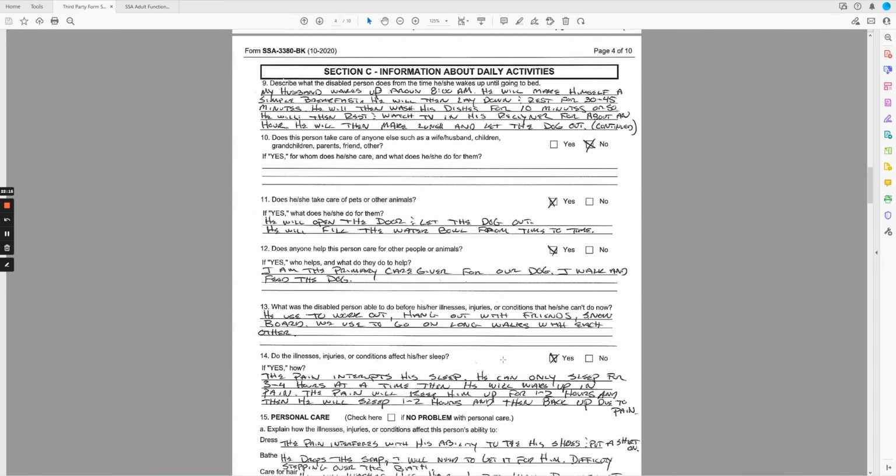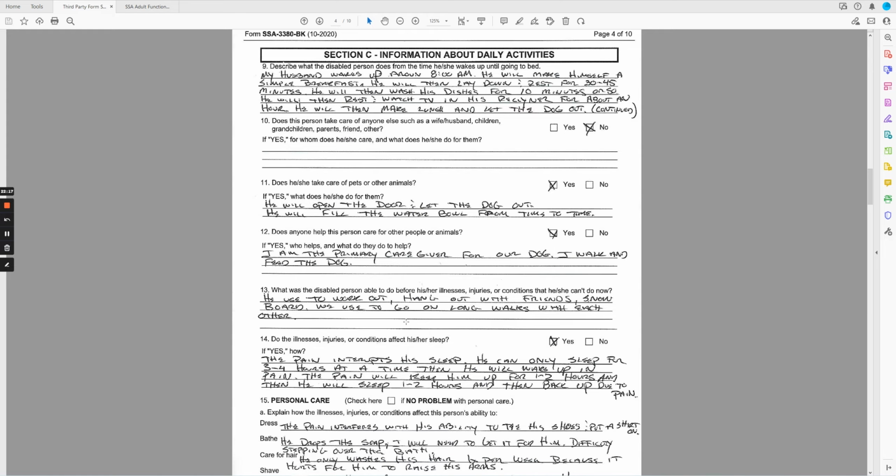And then, question 13, what was the disabled person able to do before his or her injuries, illness, or conditions that he or she can't do now? And I think giving a perspective to the decision maker, look, here's who he used to be. He used to work. He used to work out. He used to hang out with friends. He used to go snowboarding. We used to go on long walks with each other.